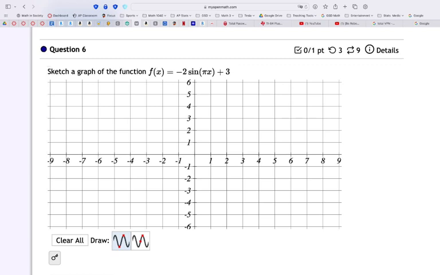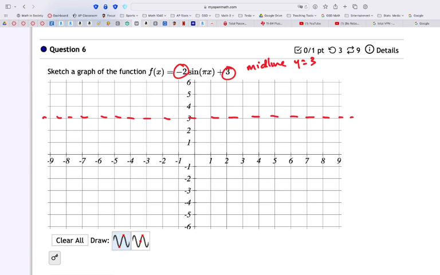Okay, so question 6. We're going to sketch this trig function. It's a sine graph: f(x) = -2 sin(pi x) + 3. Interesting, right? First thing first, we need to look at the midline. Midline is y = 3. So draw y = 3 as a dotted line across.